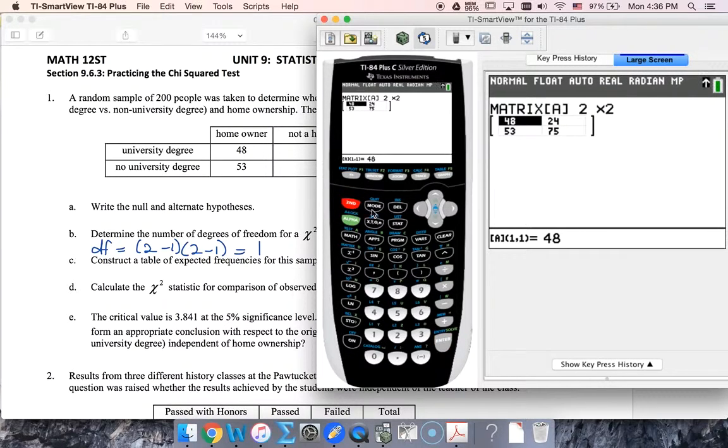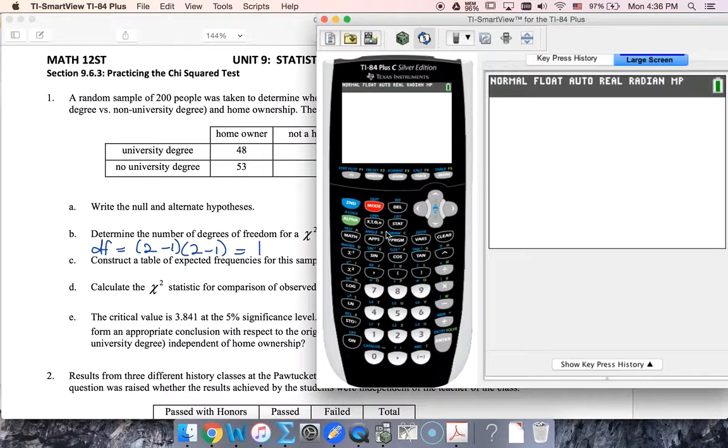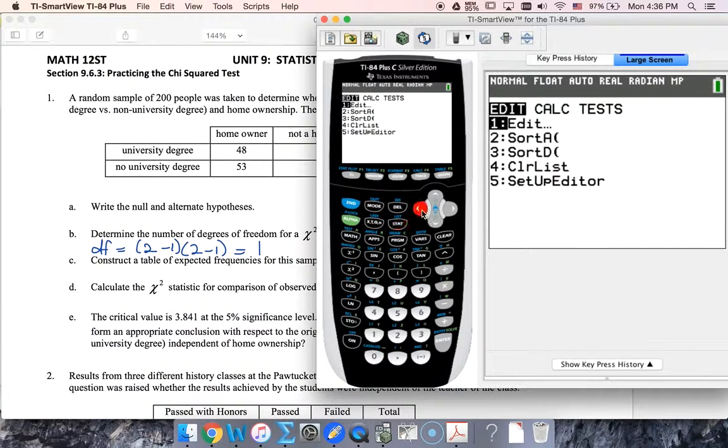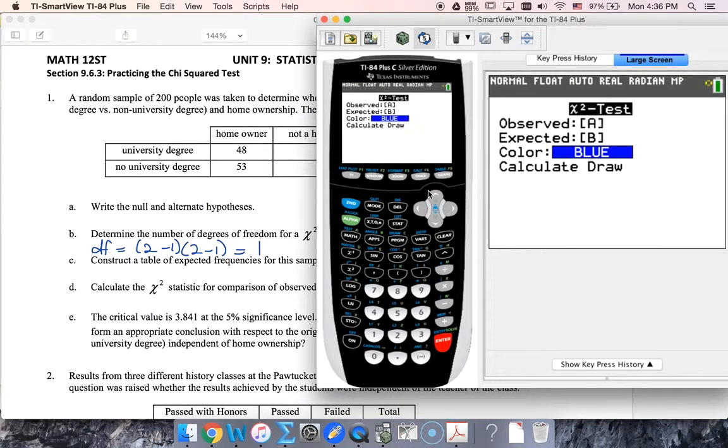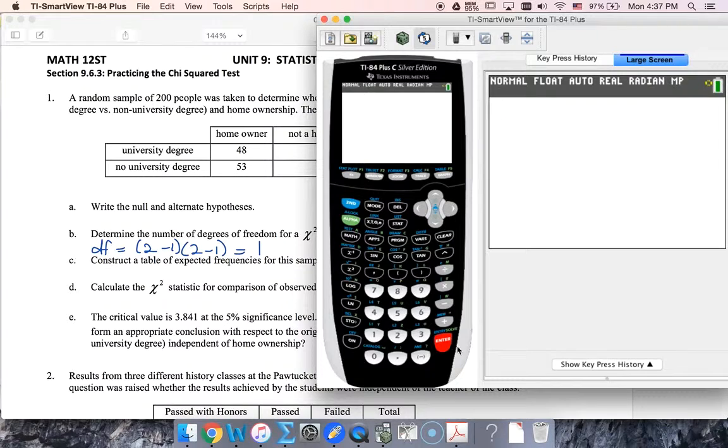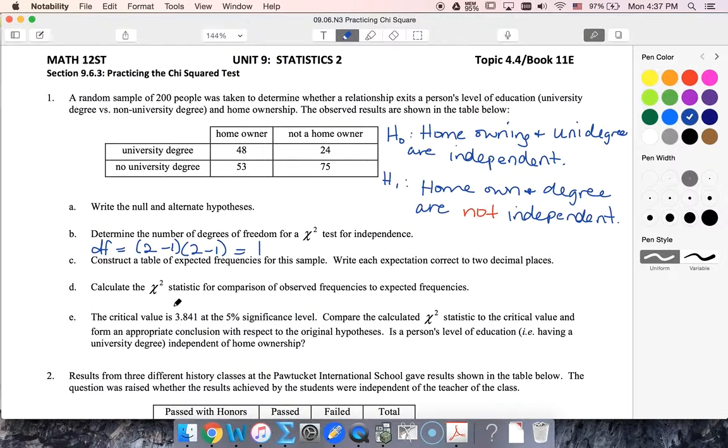All right, so now I'm going to go back to my home screen, and I'm going to go into my statistics tests and push up to get to the chi-squared. All right. So matrix A is where my observed values are. The calculator is going to fill in the expected values. So I'm going to say calculate. All right. So here's my chi-squared value of 11.76. So I'm going to come write this over here. So chi-squared is approximately 11.76.